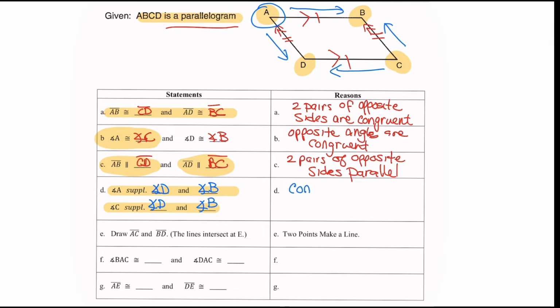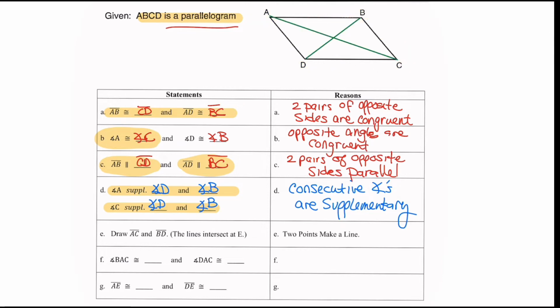So consecutive angles are supplementary. Next it says to draw line segments AC and BD. What are they talking about there? Okay, so next we draw diagonals AC and BD. And it says that the lines intersect at point E, so I'll input point E right here.